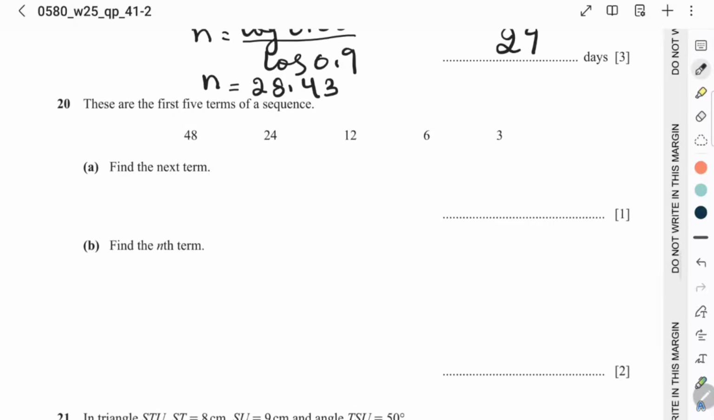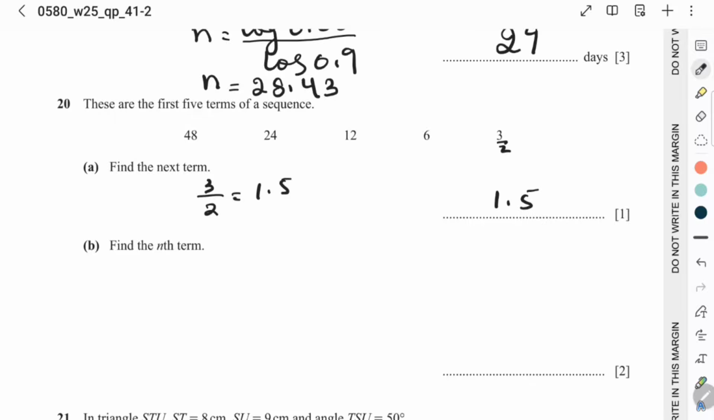Come to the next part. There are the first 5 terms of the sequence 48, 24, 12, 6, 3. We can easily see that 24 divided by 48 is again and again coming half. It means that we are dividing by 2 to get the next number. So it's a geometric sequence. So they're asking you to find out the next term. So the next term will be again 3 divided by 2, that is equal to 1.5 or 1 whole 1 over 2.